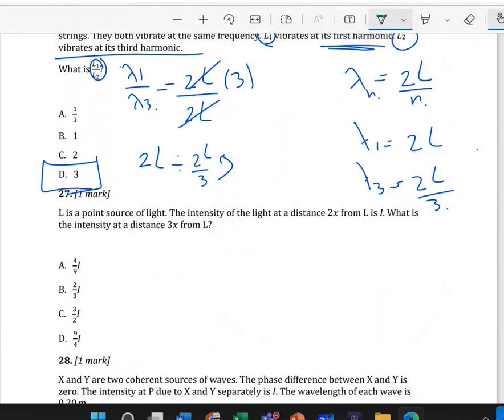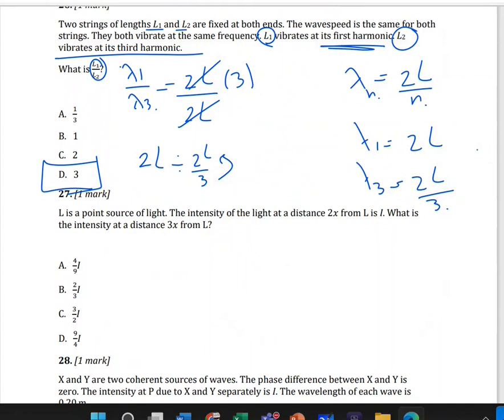Okay. 27, L is a point source of light. The intensity of light at distance 2x from L is I. What is the intensity? So this one, I'm going to call I1 is I. The distance D1 is 2x. Now I need the intensity I2 at distance D2 equals 3x. At distance 3x.